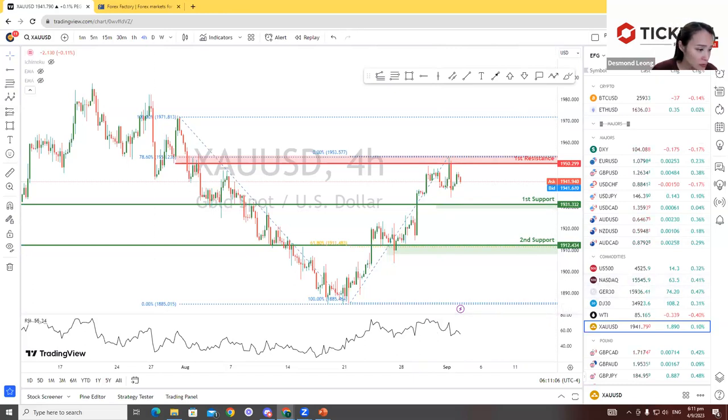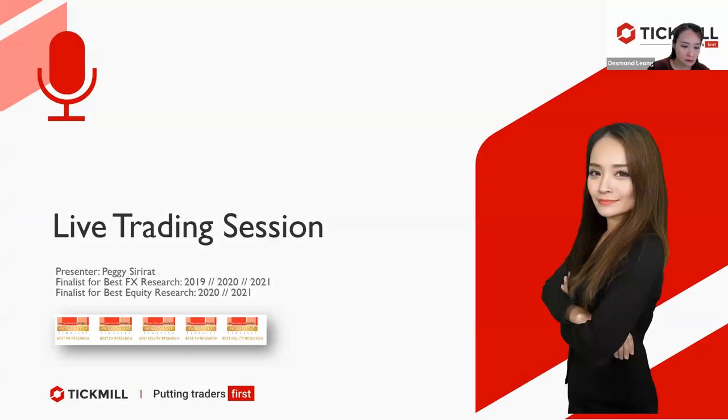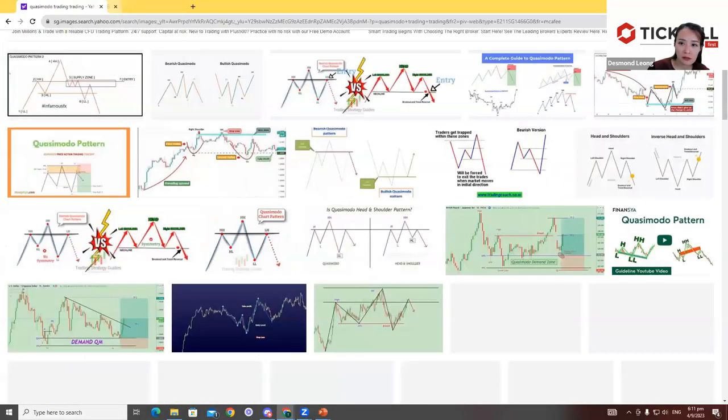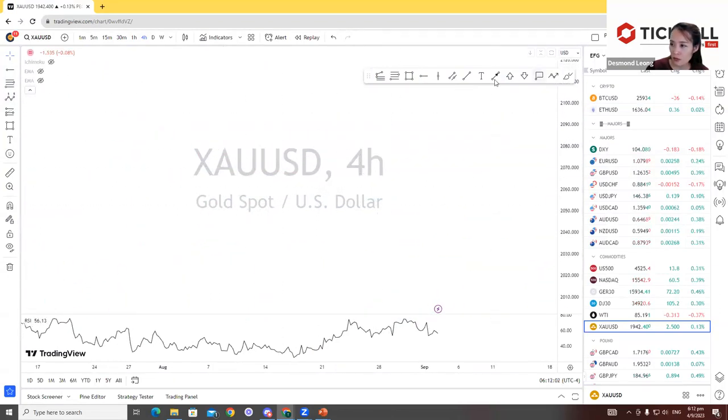And then we'll see how it goes later. What about QM? QM is a quasimodo trading strategy. Like, you know, it's a cartoon. You know the cartoon? Give me one minute. Okay. So basically, QM is something like this.